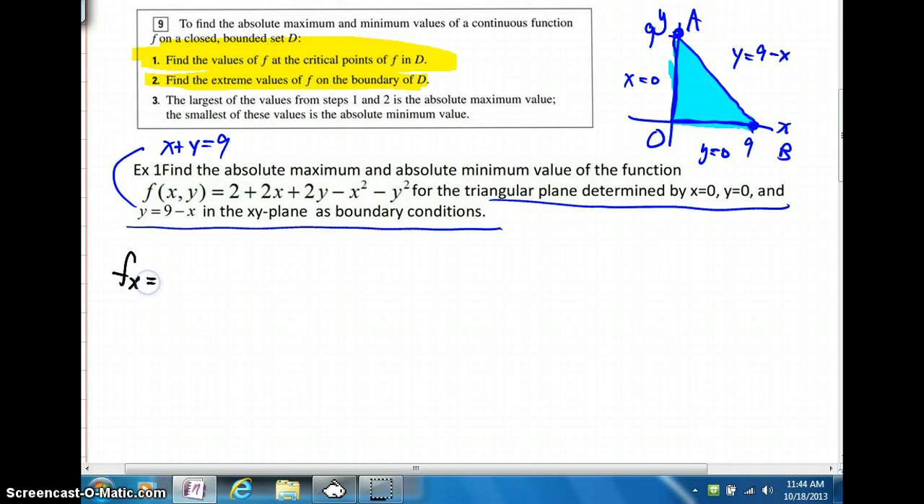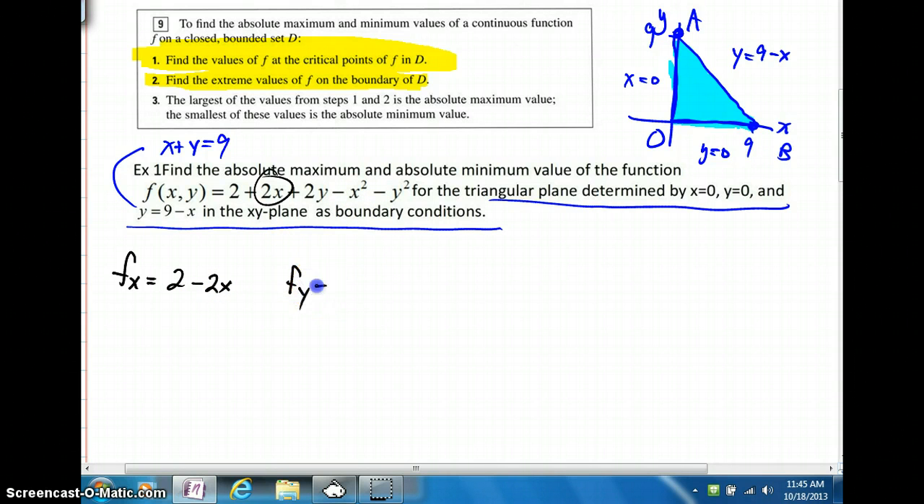Find out where f sub x could equal 0. Let's see, we need to take our derivative with respect to x. We'd get a 2 from the 2x. Obviously, the derivative of 2 itself is 0. Derivative of 2y is 0. And then we'd have derivative of negative x squared is negative 2x. So that's all well and good.